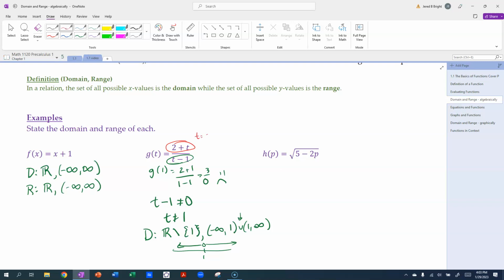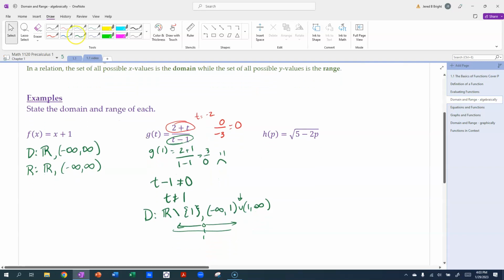If I let t equal -2, that would make the denominator 0, so I'd have 0 over -3. And 0 divided by a number is always just 0. That's totally fine. I don't care if the numerator is 0, I care if the denominator is 0. The range for this is going to be a little tricky.